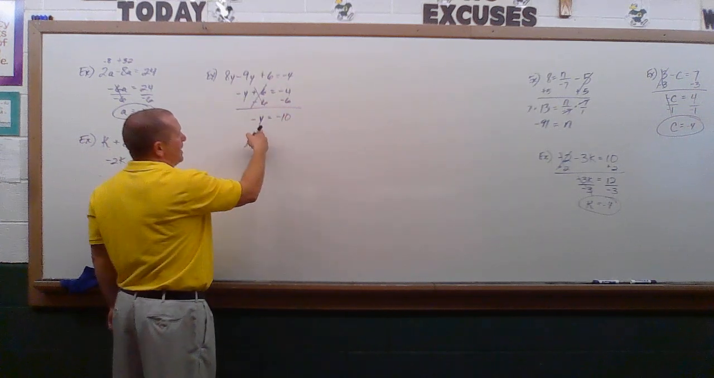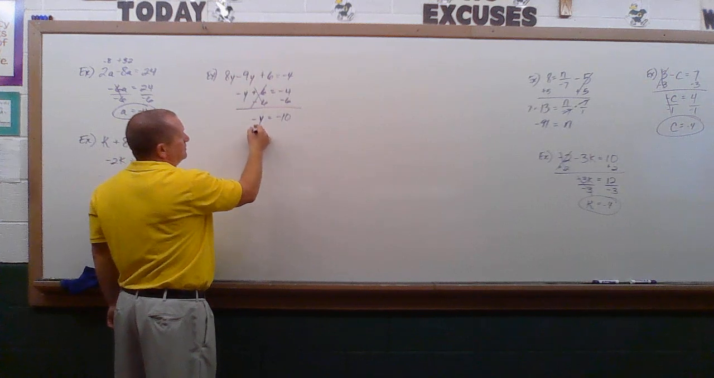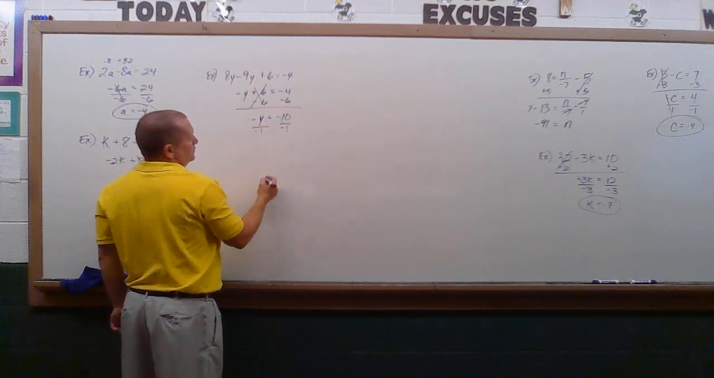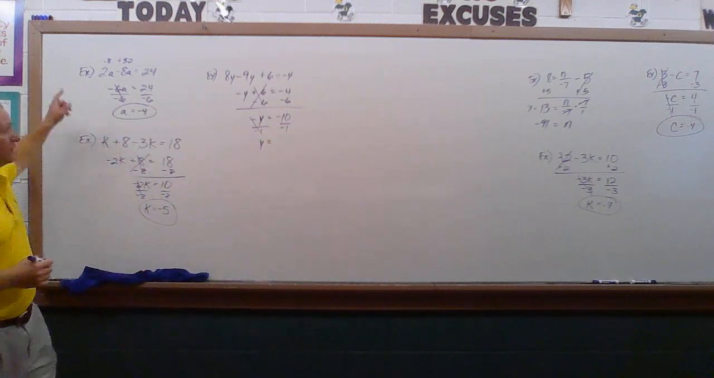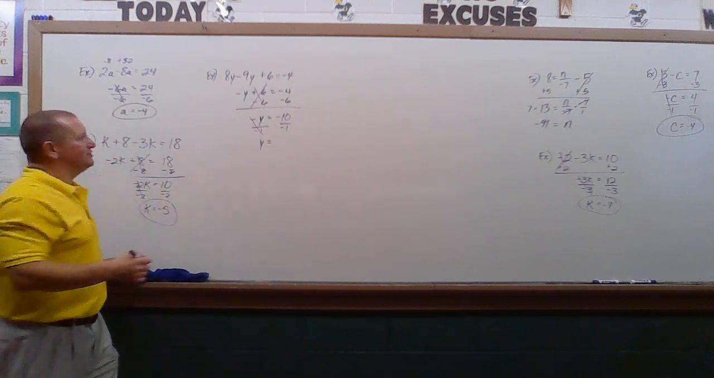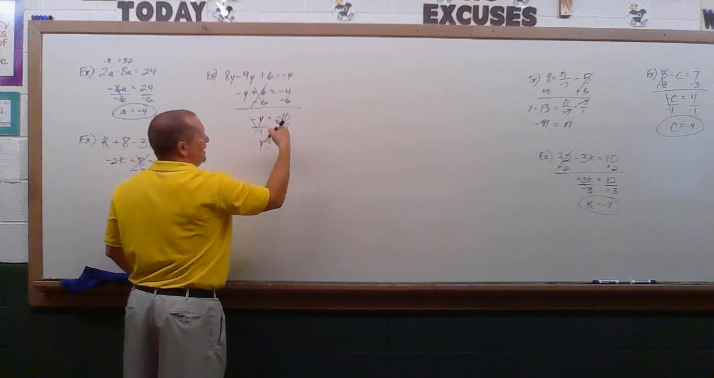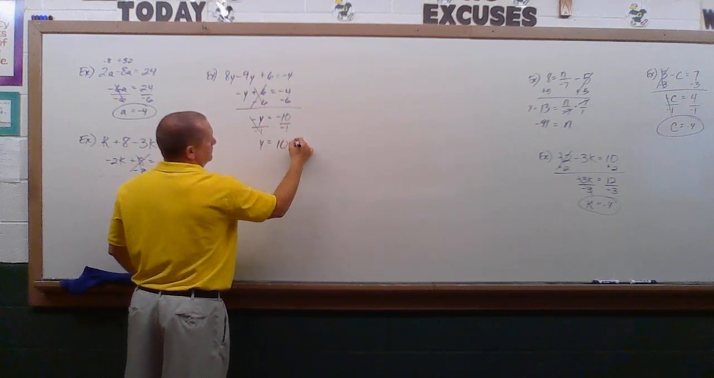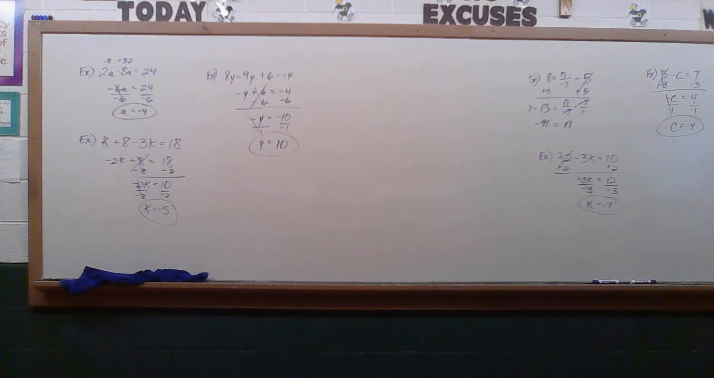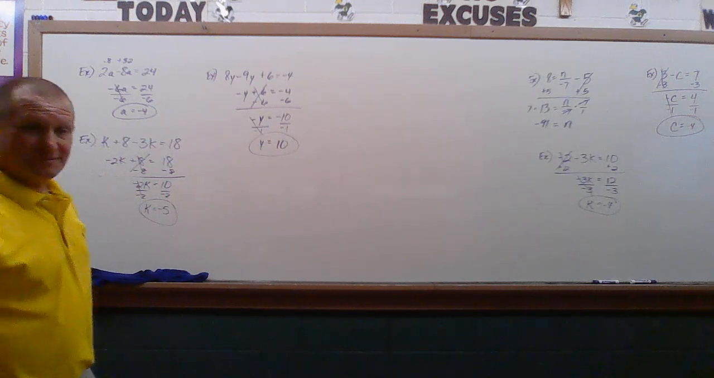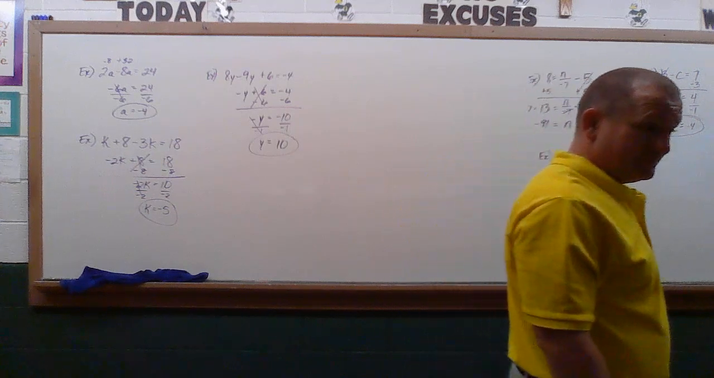Now how do I make y positive? Divide by negative 1 on both sides. Two negatives cancel out, leaving me positive y. That's what I wanted, right? All alone and positive. Negative divided by negative makes me positive. Positive 10. How do we do? Good. Better? Yeah.